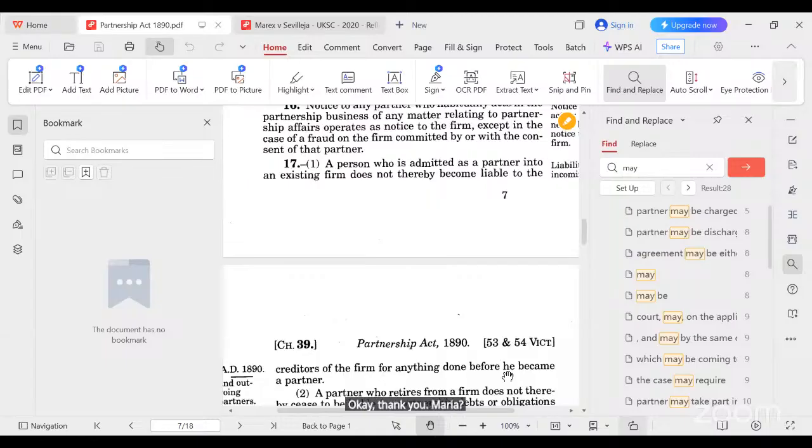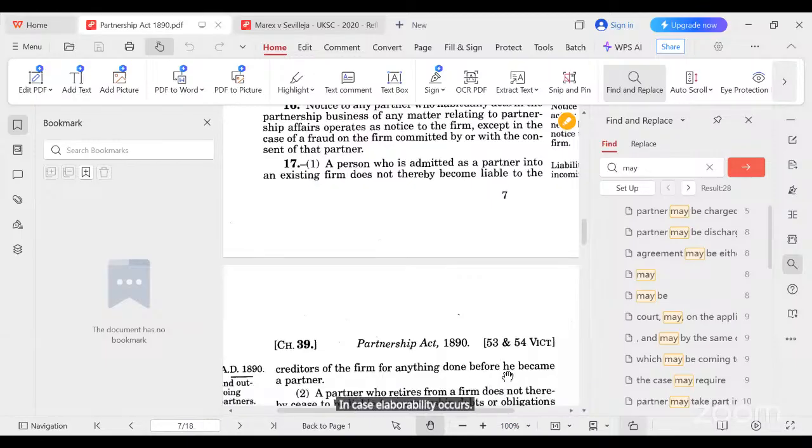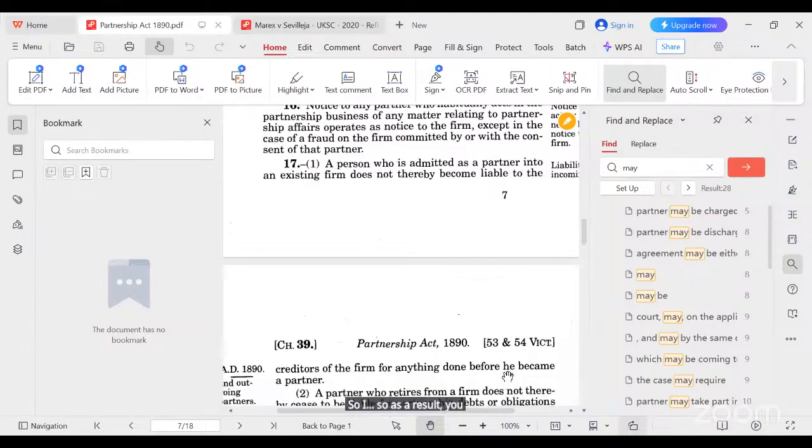Mariam. Thank you. Good evening, sir. From what I can understand, the person who is admitted as a partner into an existing firm does not thereby become liable to the creditors of the firm for anything done before he became a partner. I think that statement is meant to protect the interests of that new partner in case a liability occurs right at that point he joined. Because he was not there before such an incident occurred, he should not be liable to the debts incurred from such an occurrence. So as a result, you will classify it as what? I would say it's an enabling one. It's supposed to make it easier. Enabling, yes, sir.